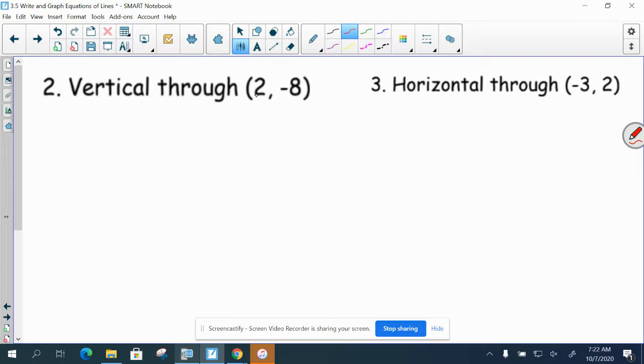Number 2, a vertical line through 2, -8. A vertical line, remember, would be x equals whatever passes through the x, which would be 2. Here, a horizontal line is y equals whatever passes through the y, which would also be 2 in this case.